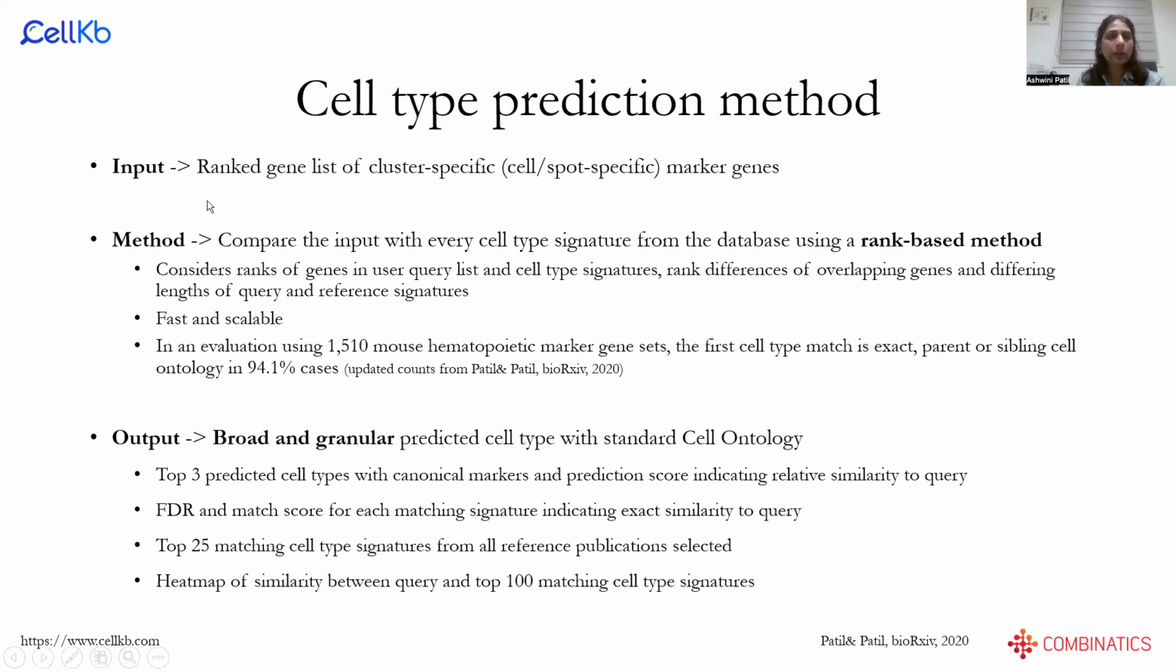And so the input is actually a ranked gene list. The ranking of this gene list, the cluster specific gene list, is done using log-fold change values of those genes. Okay. So the method compares the input with every cell type signature from the database using a rank-based method. The rank-based method considers the ranks of the genes in the query list, the cell type signatures in the database, rank differences, the number of overlapping genes, and so on.